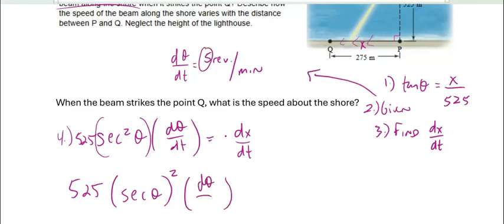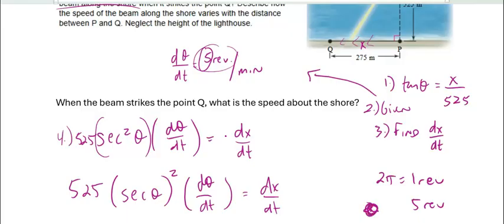I can't plug in 5 here because the unit we're interested in should be radians. So I need the angle to be measured in radians, not revolutions. So we have to do a quick conversion, which actually isn't bad. 2 pi radians is 1 revolution. So to convert this, 5 revolutions would be 10 pi radians, and that's your trick there. So that is 10 pi per minute.